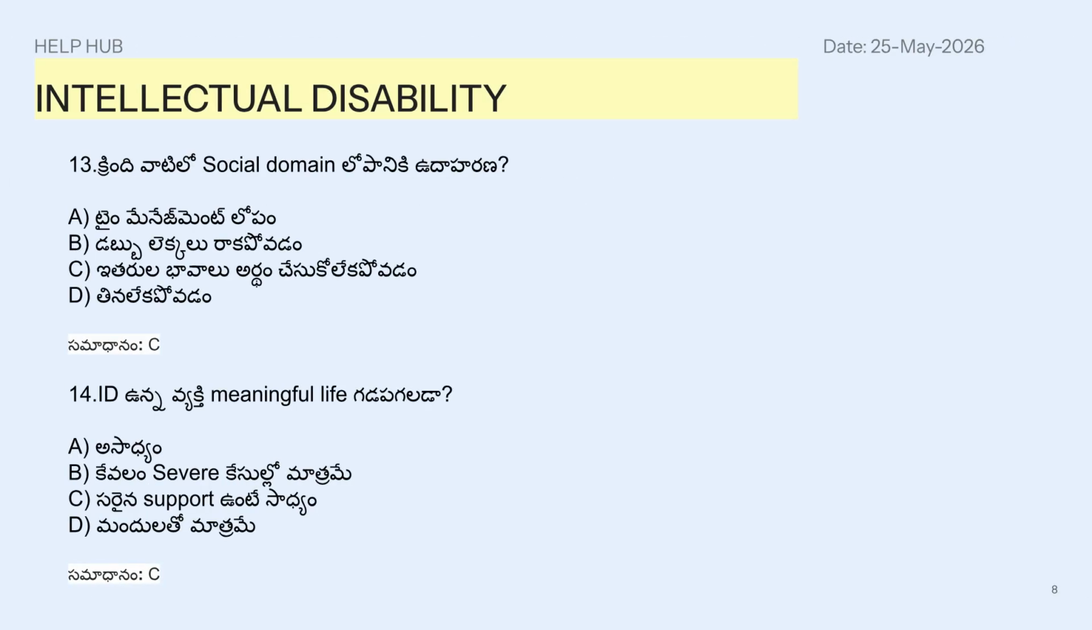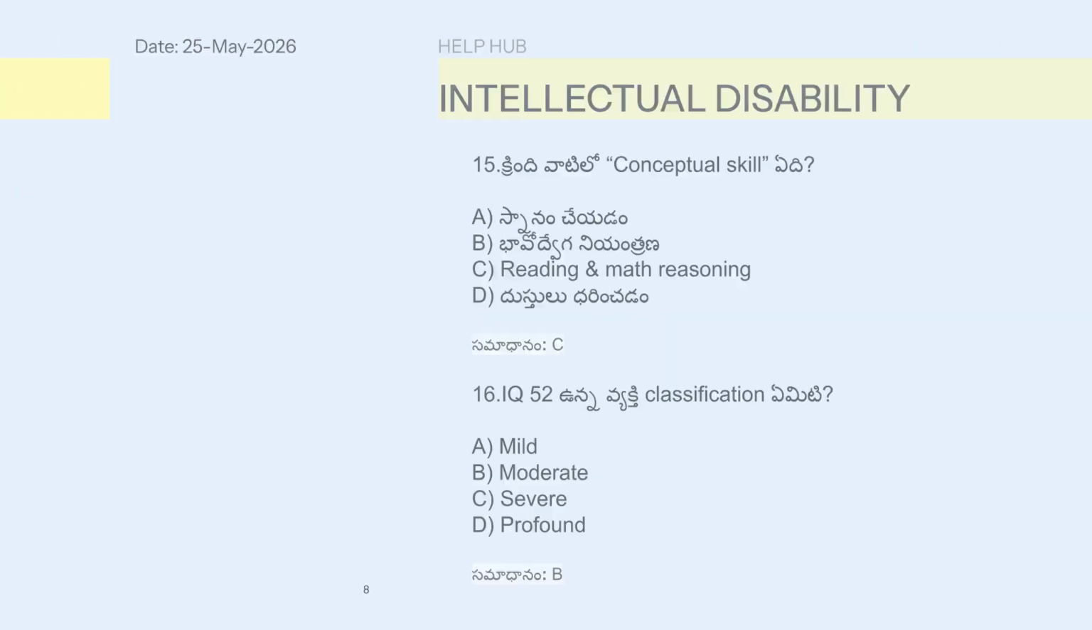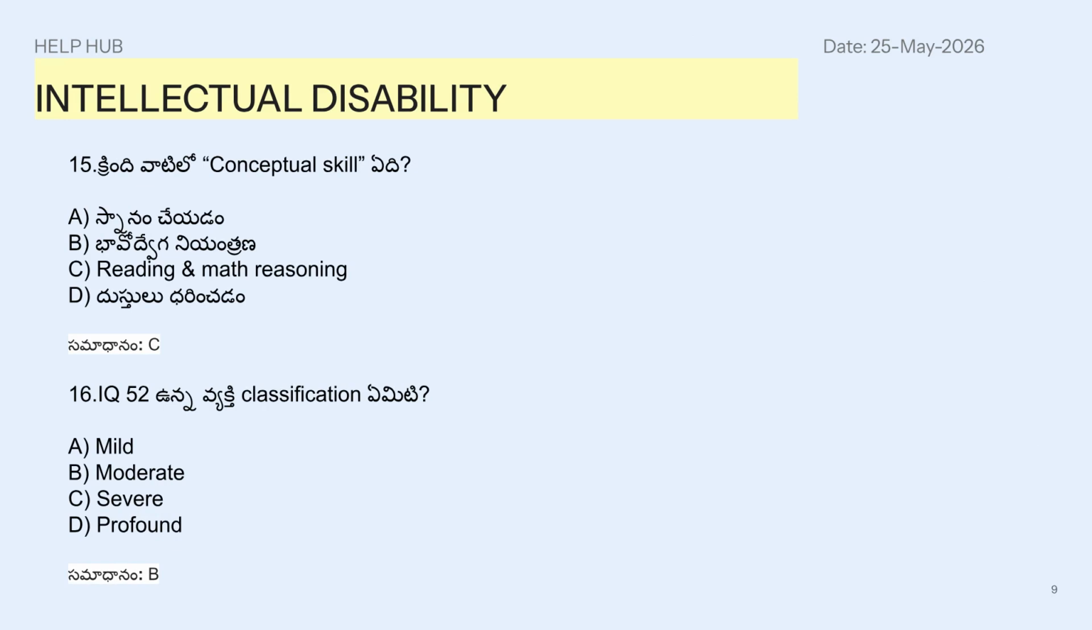Question 13. Which of the following is an example of a social domain deficit? The answer is C. Inability to understand others' feelings. Question 14. Can a person with ID lead a meaningful life? The answer is C. Possible with proper support. Question 15. Which of the following is a conceptual skill? The answer is C. Reading and math reasoning.